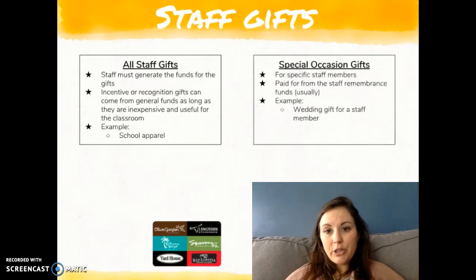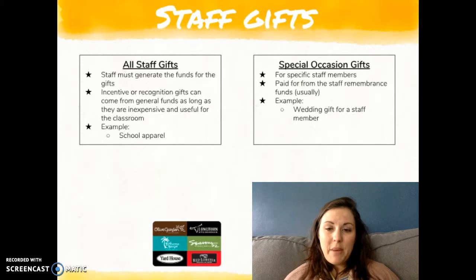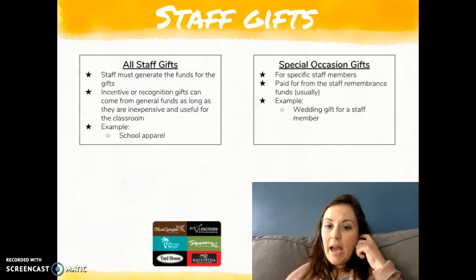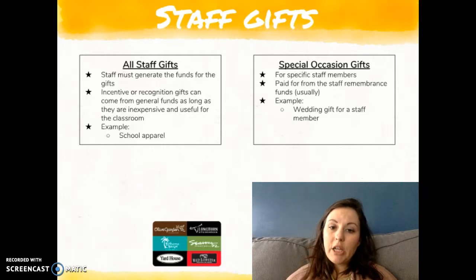The next one we're going to talk about is special occasion gifts. These can be for specific family or staff members, and they usually come out of a staff-funded account. Typically what I've experienced in my districts is that the staff has a social committee, and usually to be part of the social committee, you donate $20 at the beginning of the year, and then that is used for wedding gifts, baby gifts, or if you have a loss of a family member, stuff like that. So those are some examples of special occasion gifts that can happen within the year.